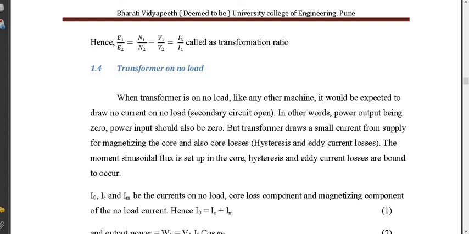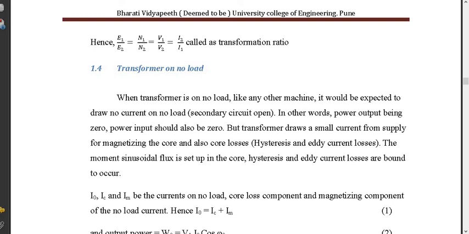Now ideally speaking, when you talk about it in a generalized way, when there is no load connected, you expect that nothing is drained from the supply. But whenever a transformer is connected, even if there is no load connected on the secondary, there will be certain current drained from the supply if the supply is on.